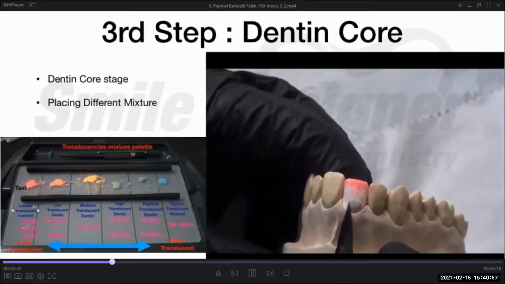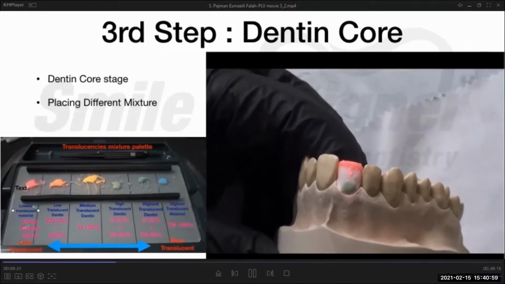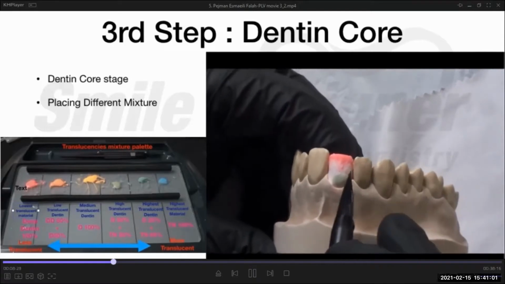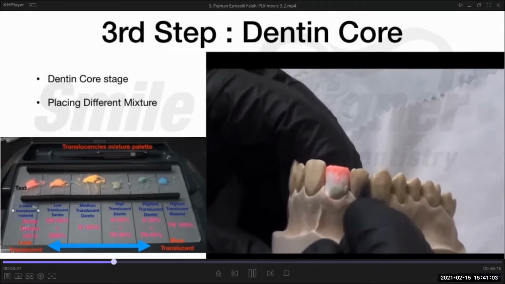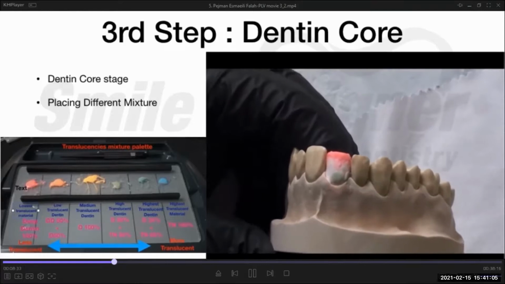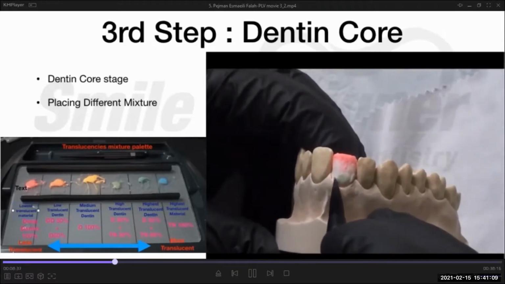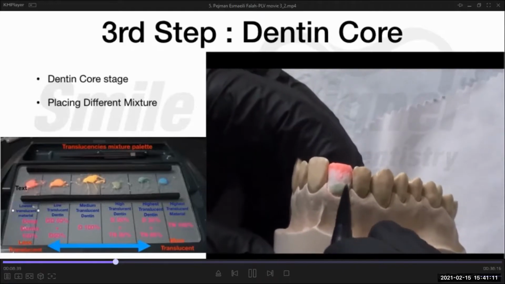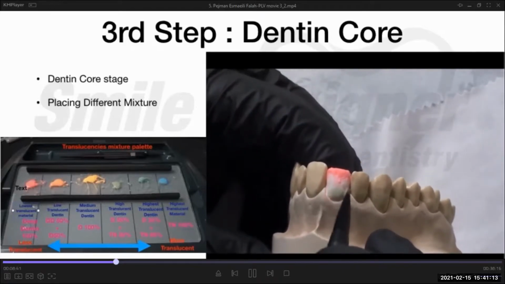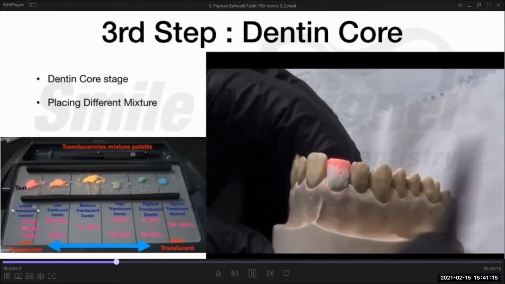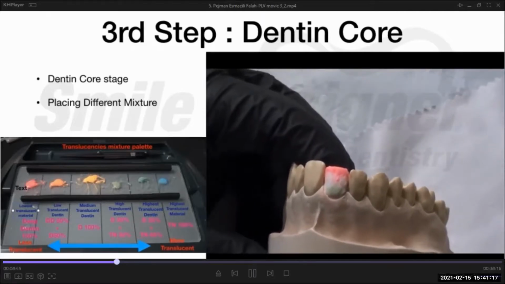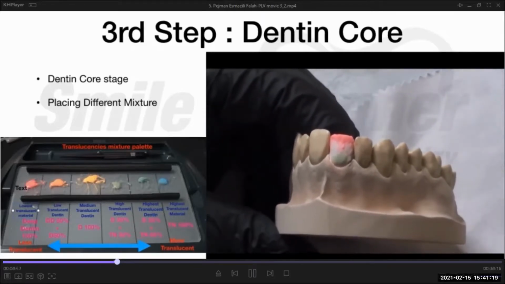Because the finishing line is above the gingiva, the mixture of dentine and high translucent dentine is applied to create a better color matching at cementation time. Use high translucent dentine in this area.